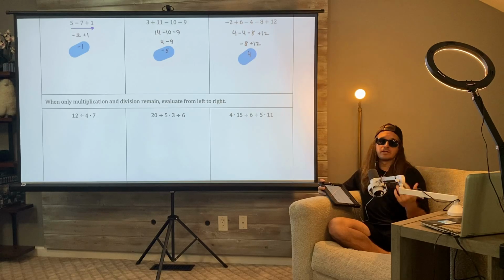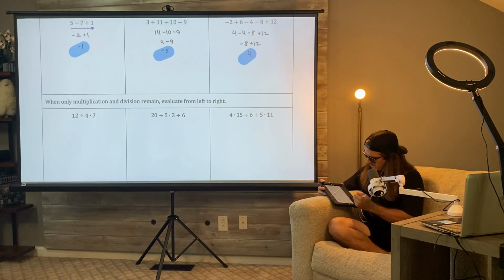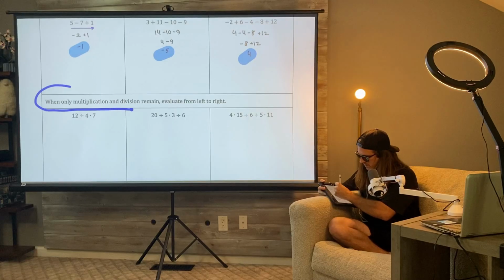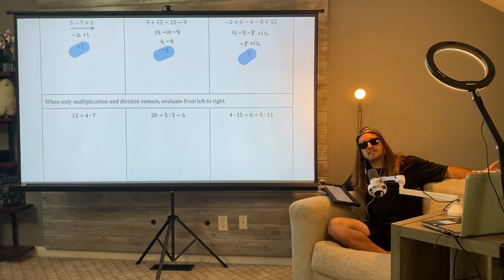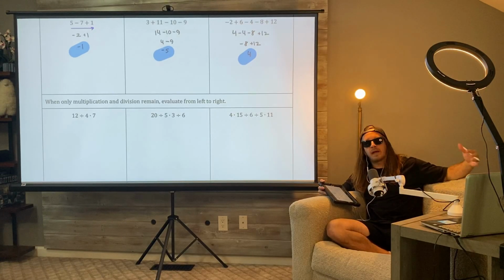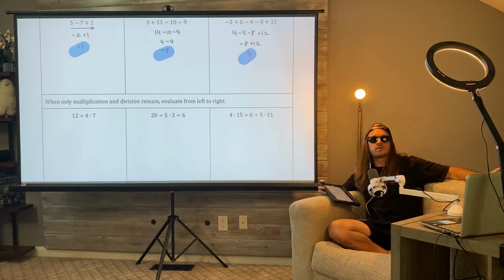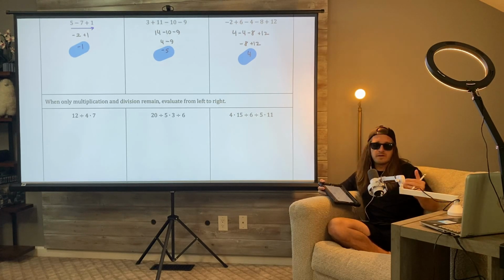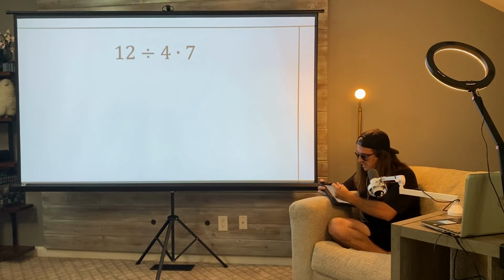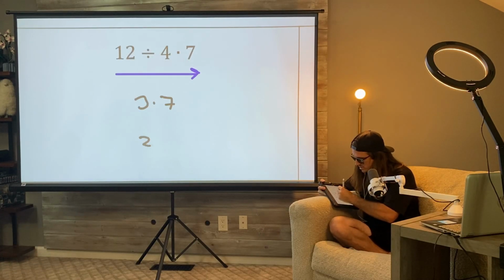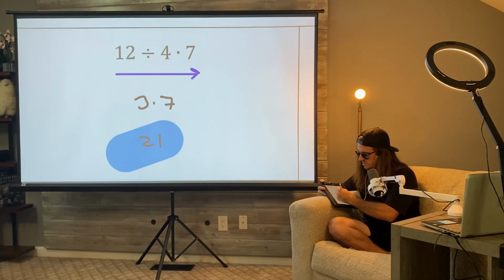Okay, so similarly, we're in the same category, the same topic. When only multiplication and division remain, evaluate from left to right. And yes, even if that means dividing before multiplying. I know in PEMDAS the D comes after the M, but it's okay to reverse those if it comes before from left to right. And that's exactly what happens here. If we work from left to right, we will divide before we multiply, and that is correct. That is what you should do. 12 divided by 4 is 3, and 3 times 7 is 21. The answer here is 21.